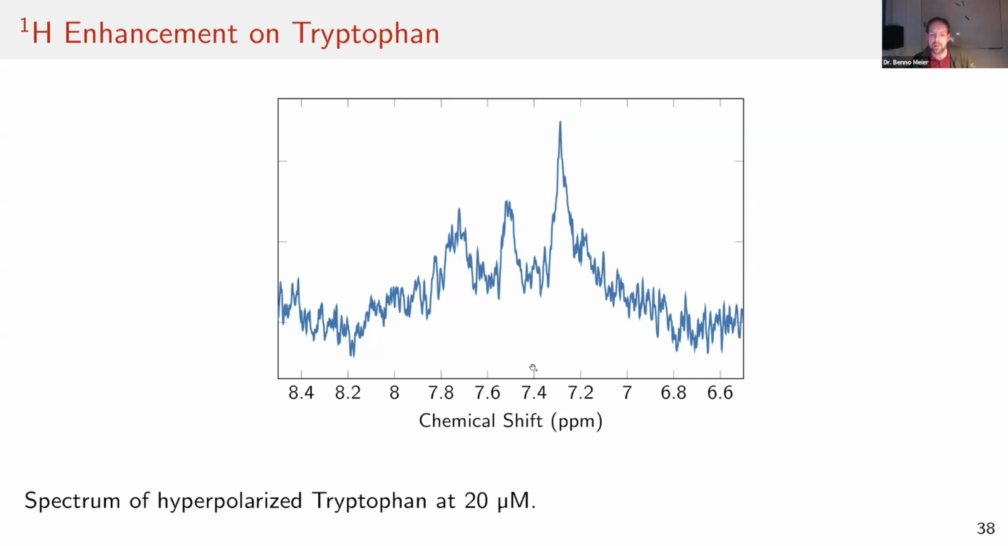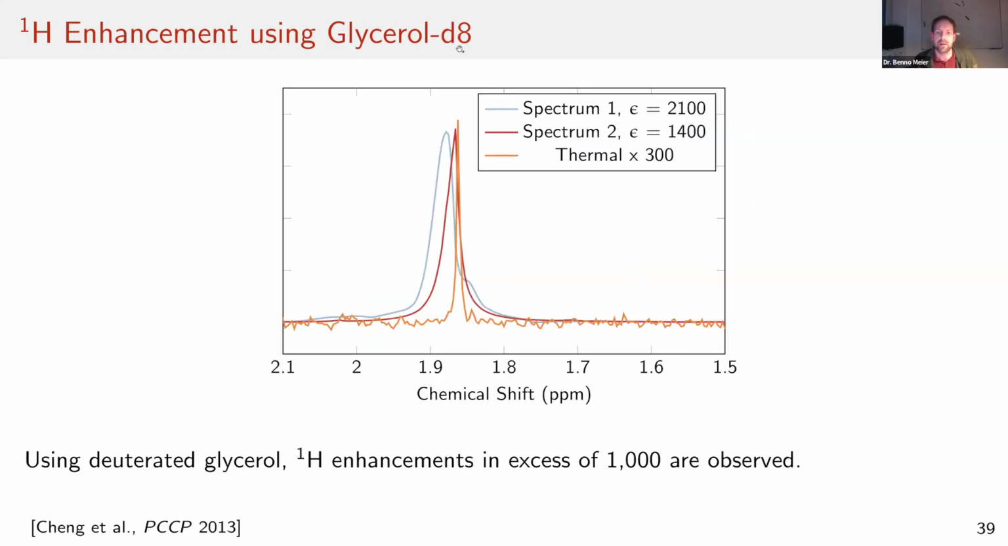We did one more thing. All these experiments so far were done in a DNP juice, which contains water, D2O, and protonated glycerol, in a ratio of 1 to 3 to 6. And there's actually a paper from Arnaud Comment's group from 2013 where they replaced the glycerol with deuterated glycerol and got substantially stronger carbon enhancements in the liquid state.